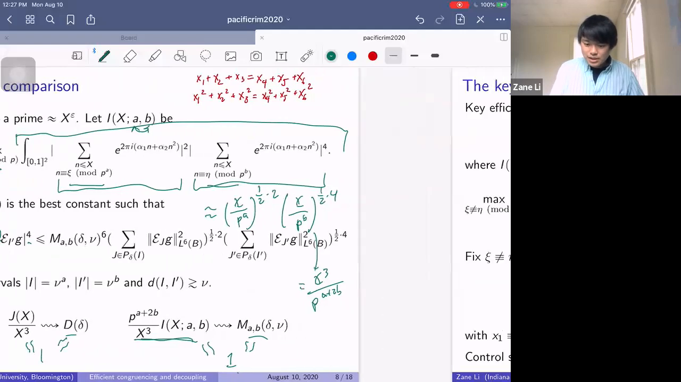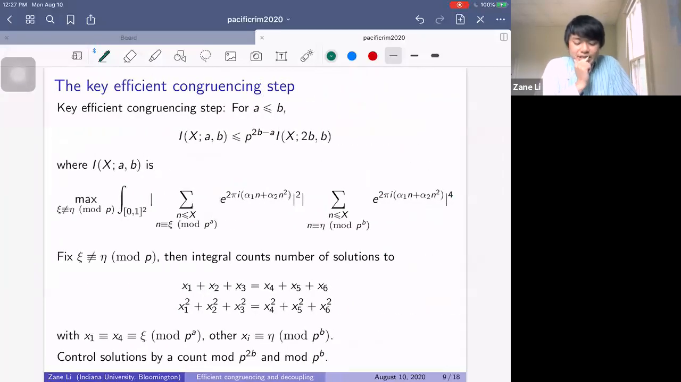Okay, so the key step of the efficient congruencing world, in the quadratic Vinogradov case, is to go from AB to 2BB. Remember, the iteration is roughly as follows. You go from 1, 1, and then we use this lemma and go up to 2, 1. And then there's that step where you interchange, and this is where it's convenient to do 2, 4, or 3, 3, or 2.5, 3.5. You want to interchange the 1 and 2.